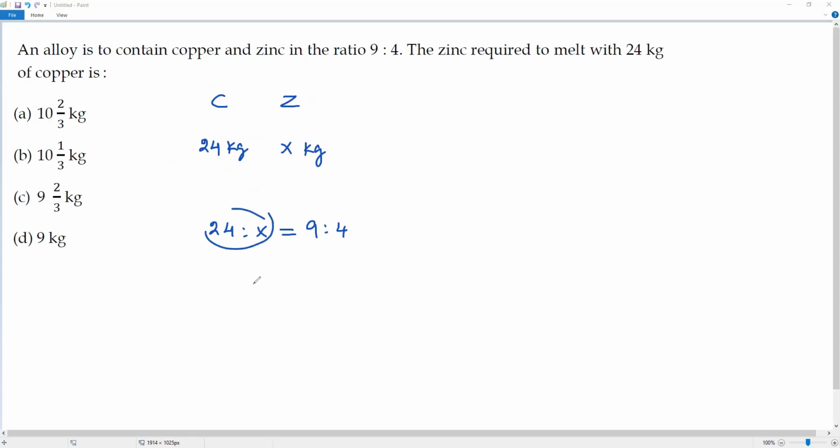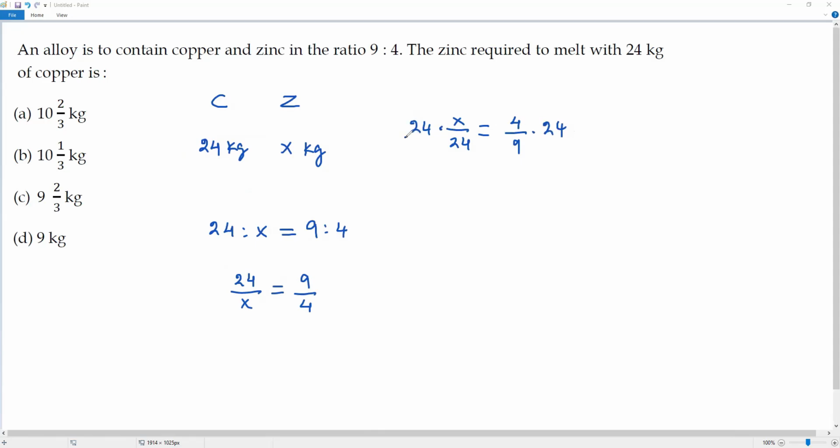Let me write this ratio as a fraction. Then we have 24 over x. Do the same thing for this one as well. Then we get 9 over 4. Let's take a reciprocal on both sides of this equation. The reciprocal of 24 over x is x over 24. On the right side, the reciprocal of 9 over 4 is 4 over 9. Now let's multiply both sides of the equation by 24.